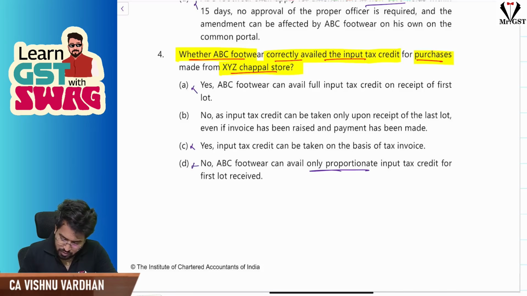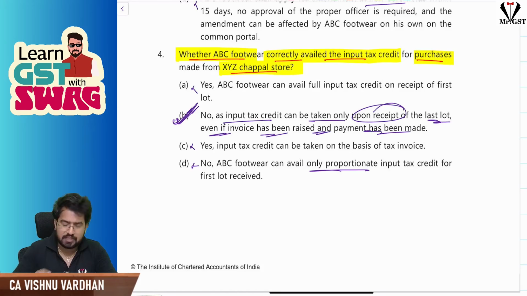Proportionate ITC is also wrong. So option should be B. ITC can be taken only upon the receipt of last lot, even if invoice has been raised and payment has been made. So this is case scenario number 16 for you.